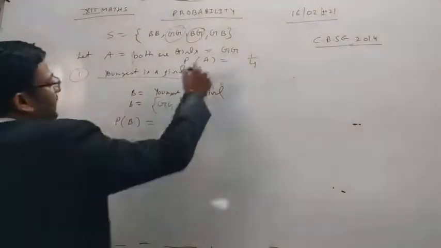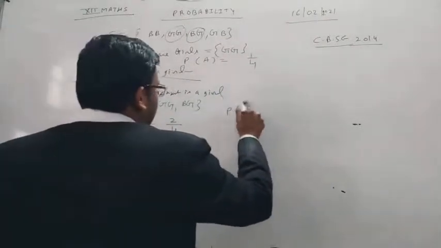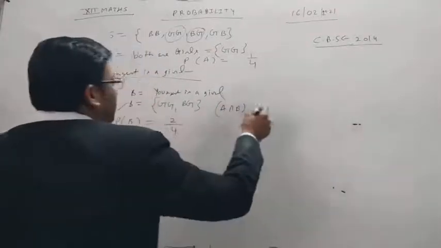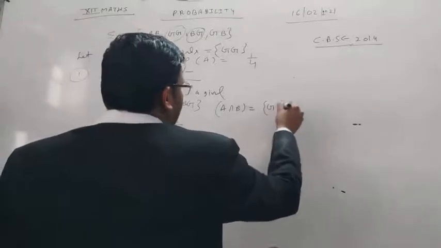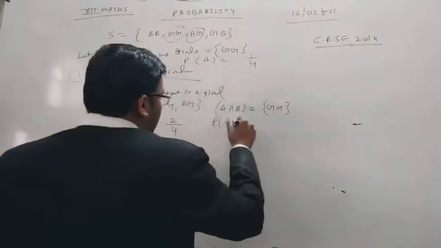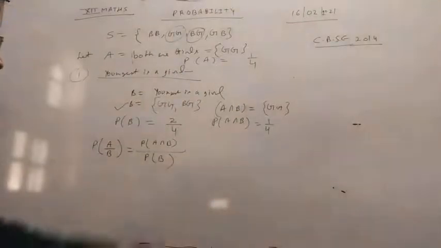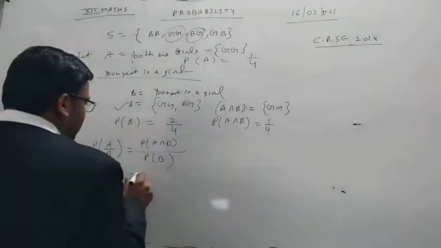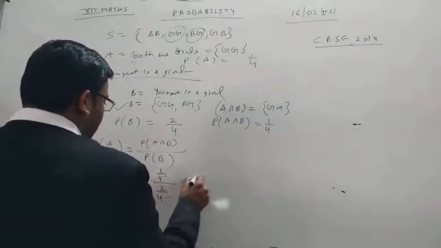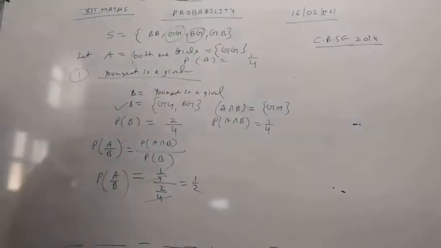So we see that in A and B, our A intersection B is G comma G, both are girls. So this part is common, students. So the probability of A intersection B is 1 by 4. Now put the values here. We get 1 by 4 by 2 by 4. This cancels, so the probability of A given B is equal to 1 by 2.